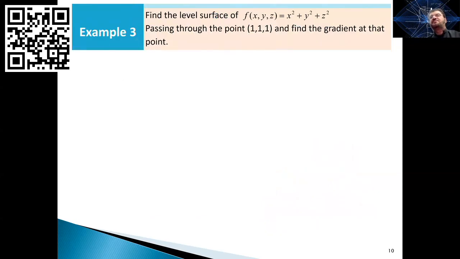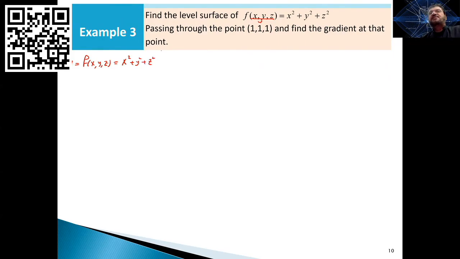Let's look at this one. Find the level surface of this one. Now we're going to call this one W. So what do we have, guys? We have W is equal to F of X, Y, and Z, and this is equal to X squared plus Y squared plus Z squared.